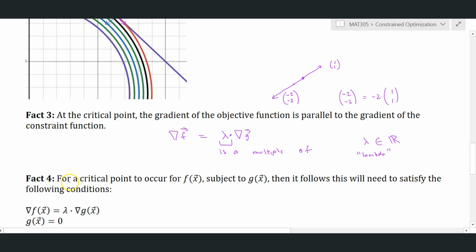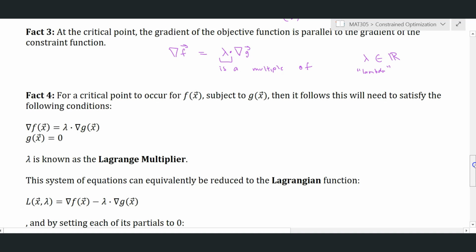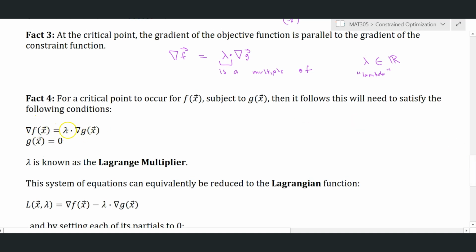Now, for a critical point to occur, then it follows from that logic that we need to figure out the value of that vector x that makes this equation true. And that's one way we could actually discover where that point is, by solving this equation. But not only that, we also need to maintain that g of x is equal to 0. That is, our constraint is equal to 0.